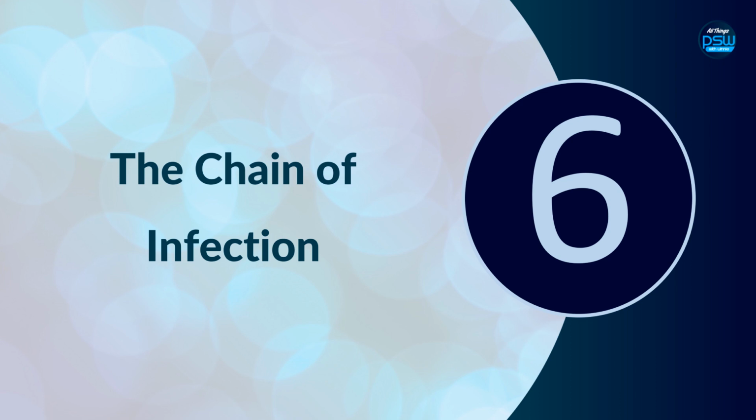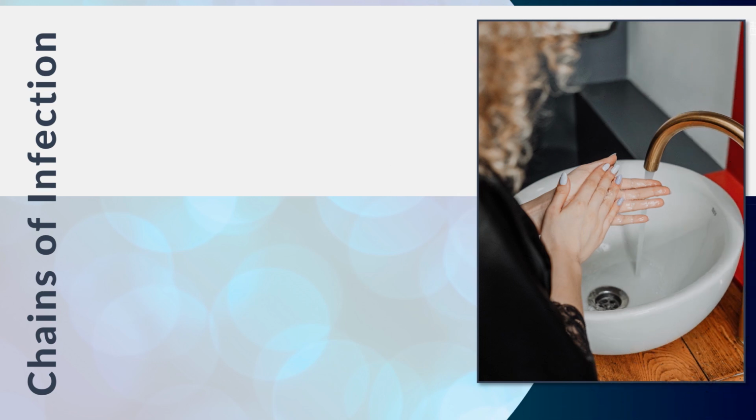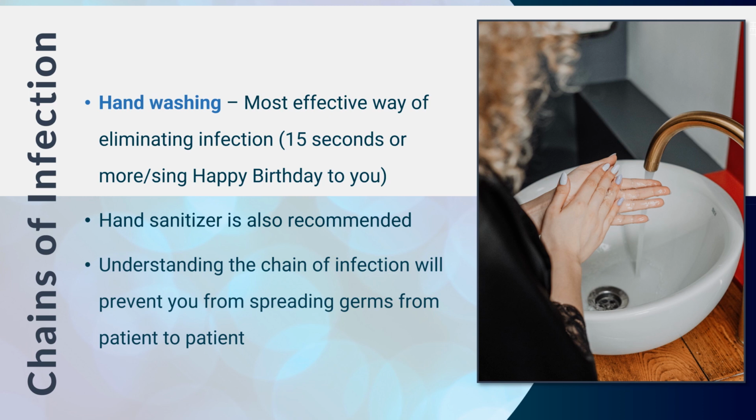The reason why they love to ask about the chain of infection is because we have been in a pandemic for quite some time. They want to understand that you know that hand washing, firstly, is the best way to eliminate all types of infection. That's the most effective way. But you can also use a hand sanitizer unless your hands are visibly soiled. So understanding the chain of infection will prevent you from spreading germs from patient to patient.